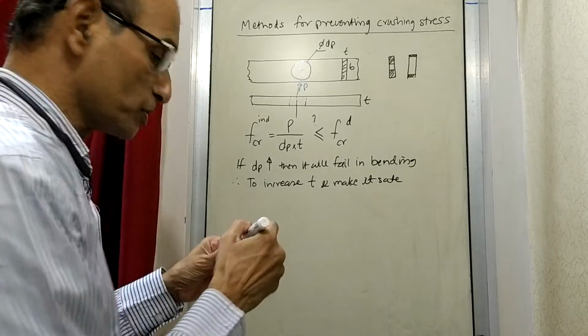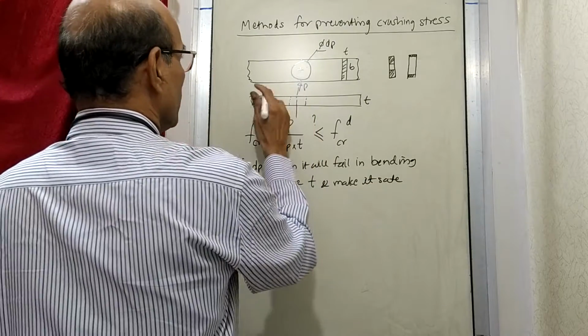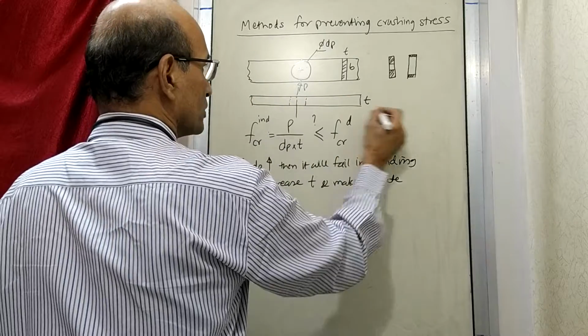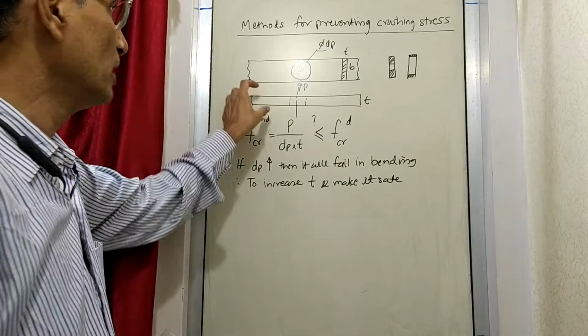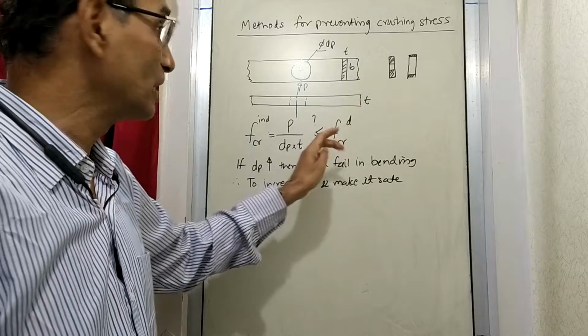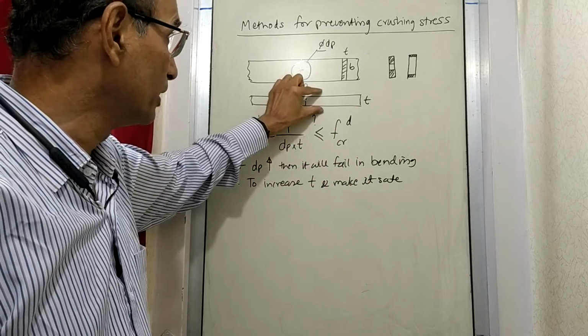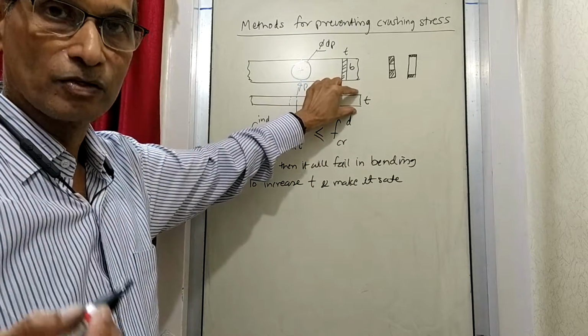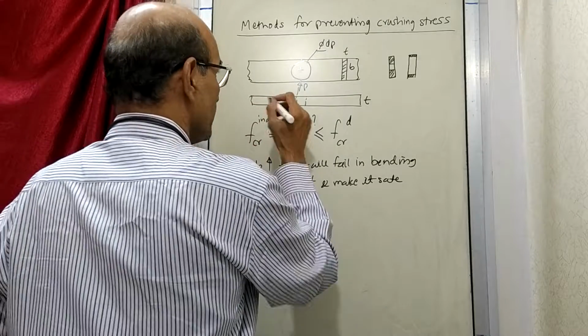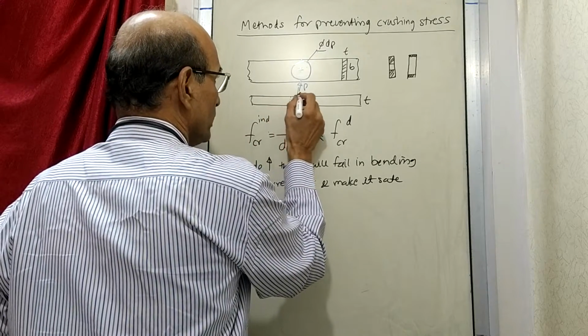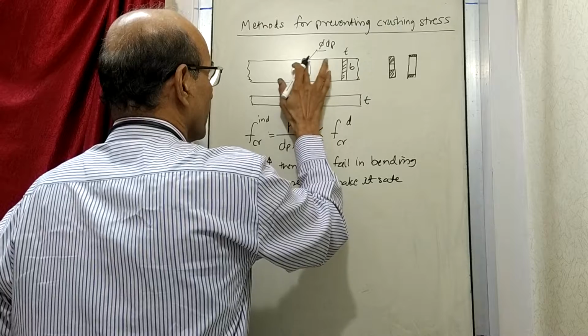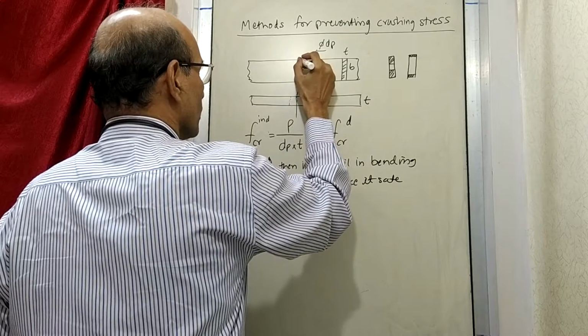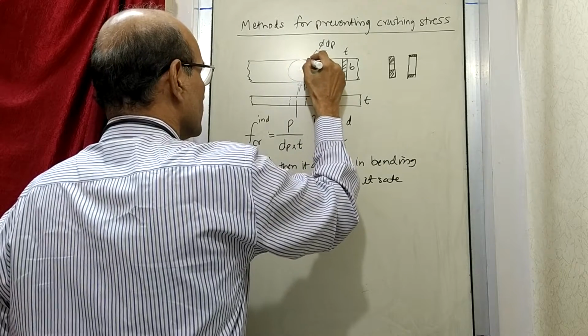Now when you increase T, what will happen? Suppose I increase T all over. If the T is increased all over, there will be an unnecessary increase in weight. What we are interested in is this surface. So any thickness here is unnecessary. So now what is done is the thickness is increased, but only in this much part. So what you will see here is, sometimes you must have seen also, that here this is a raised surface.